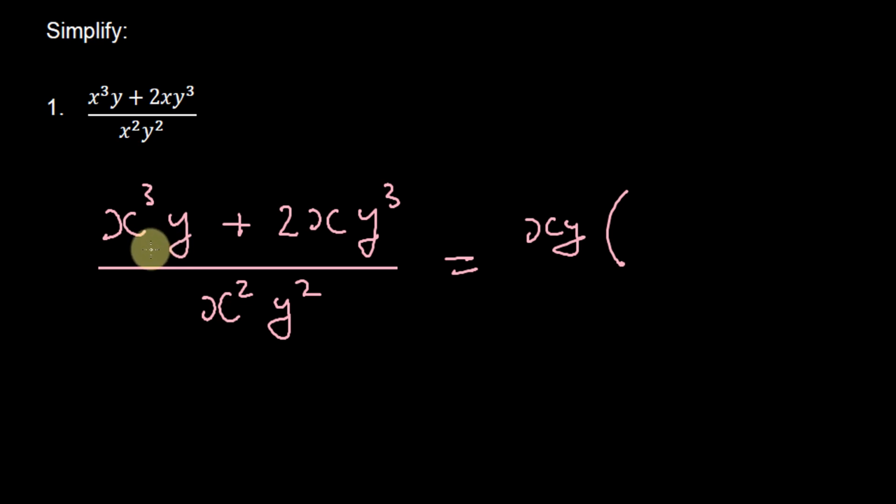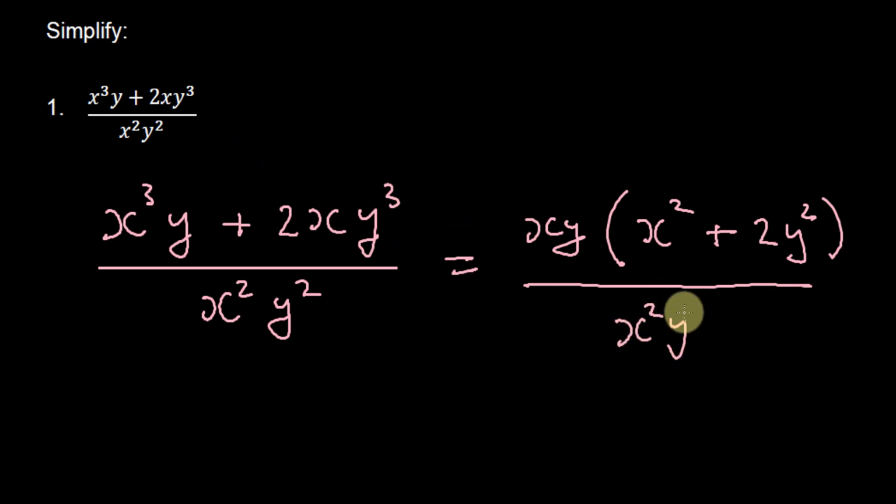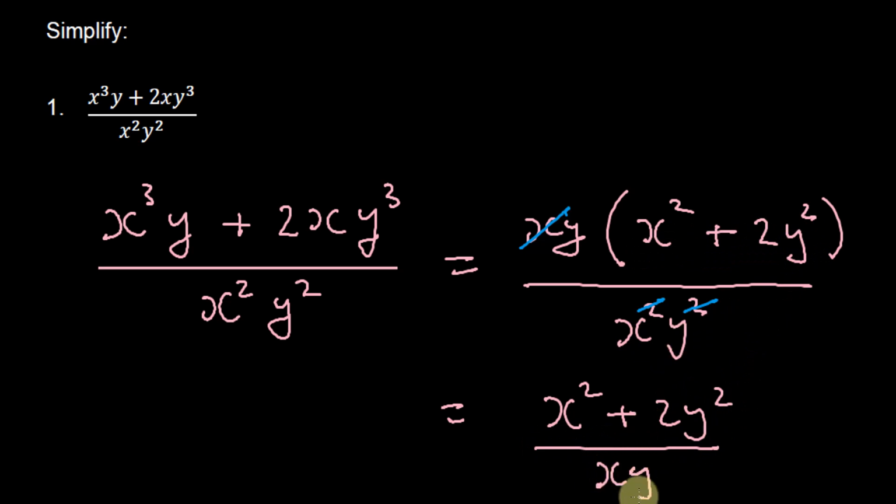Then what do we have left here? We're going to have left x squared, then we have a plus, and here we're going to have left 2 times y squared. So it's important to revise factorization before you attempt this tutorial. This is all over x squared, y squared. Now we see how we can simplify. So x into x squared, x times, y into y squared, y times. And we are left with x squared plus 2y squared in the numerator, all over xy in the denominator.